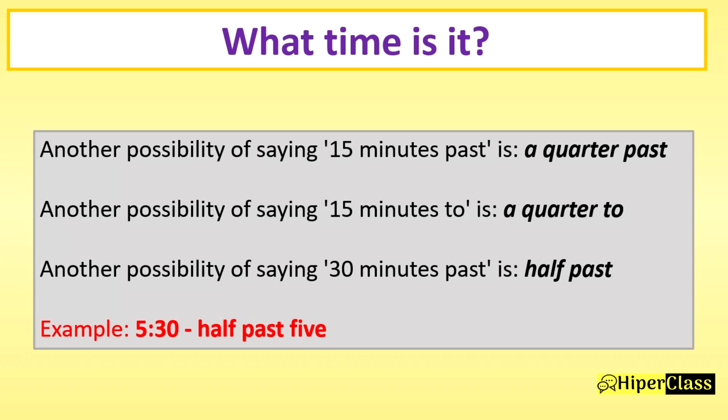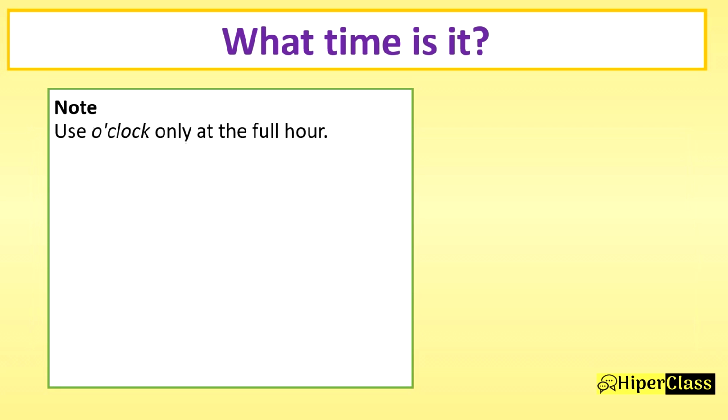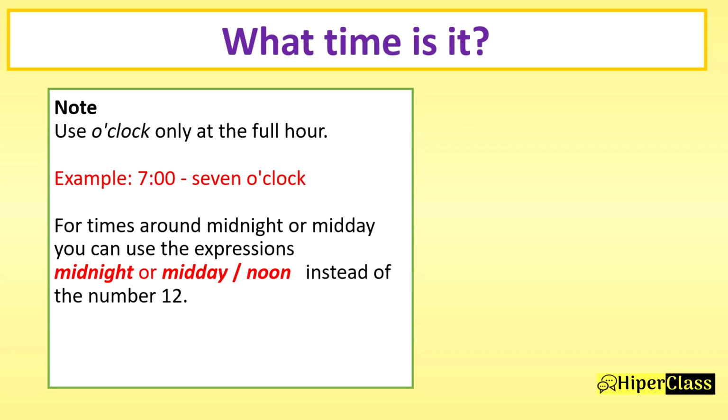Note: we use o'clock only at the full hour. For example, 7, we say 7 o'clock. For times around midnight or midday or noon, instead of the number 12. For example, midnight, midday or noon.